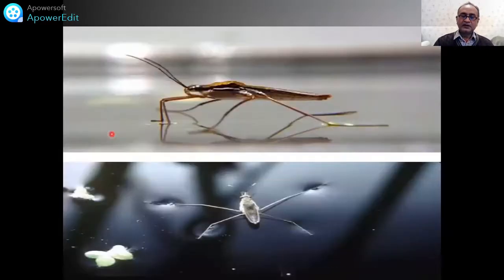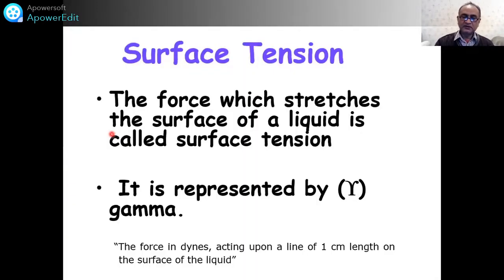You can see another practical view: due to this stretched surface, a certain weight, like this insect or the other one, can sit over there. But instead of these insects, if a frog or something else is there, then they will go inside.